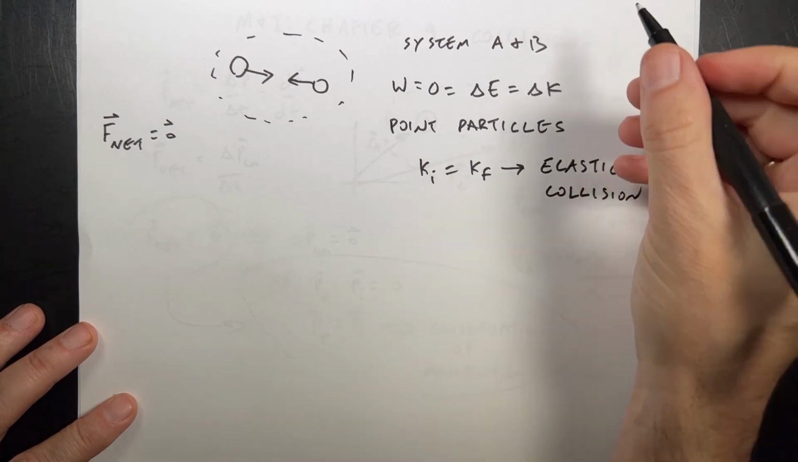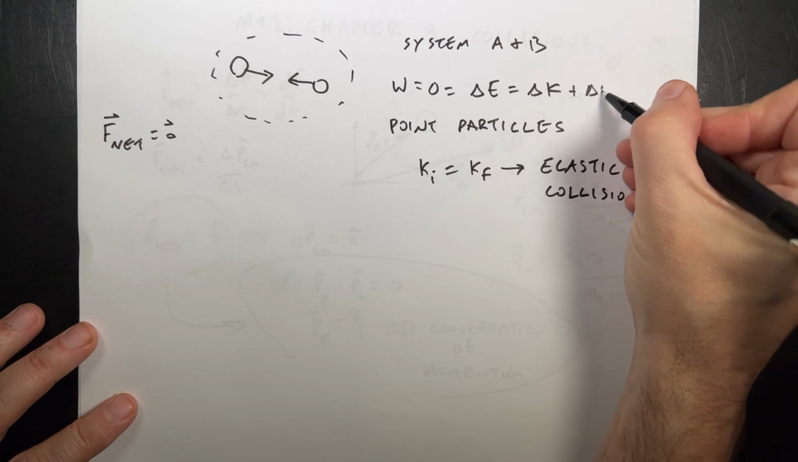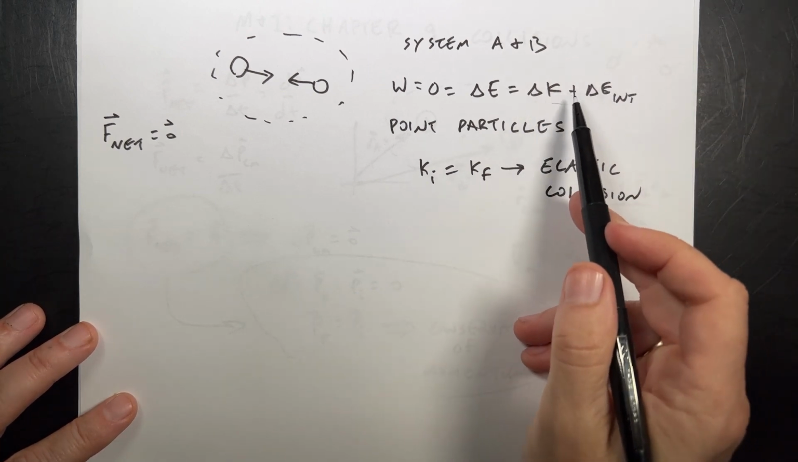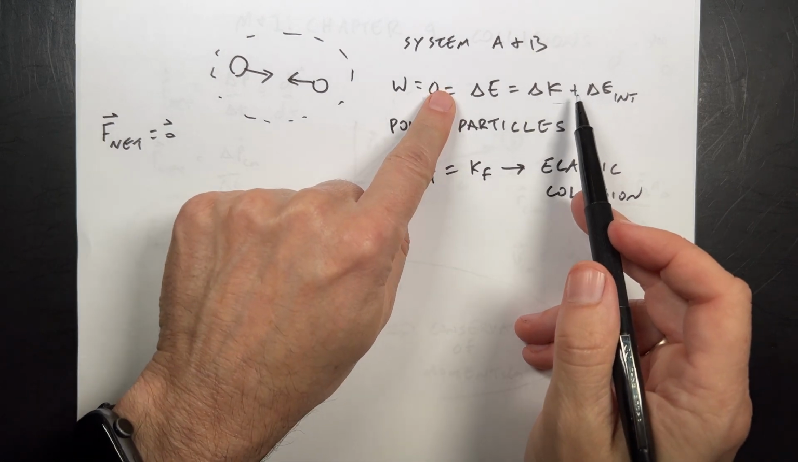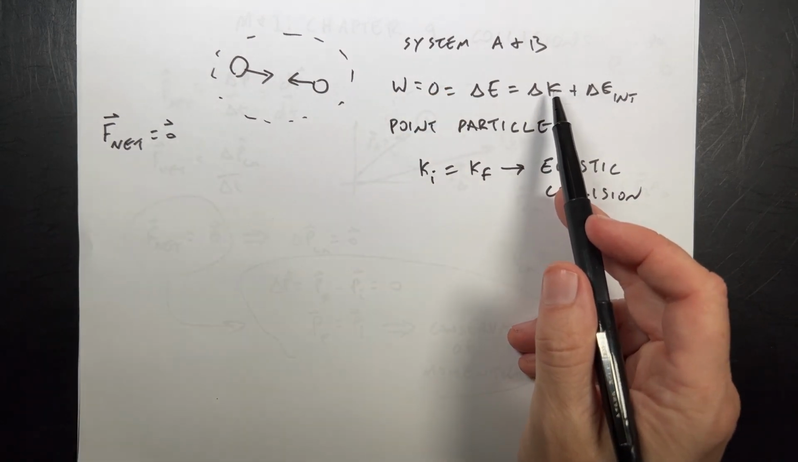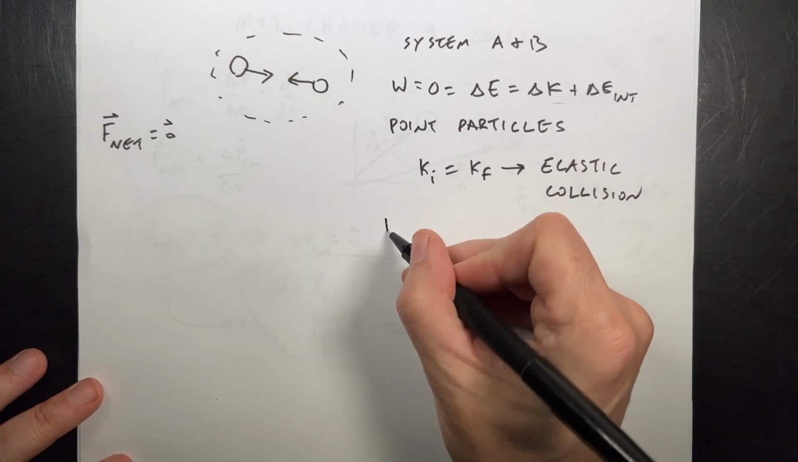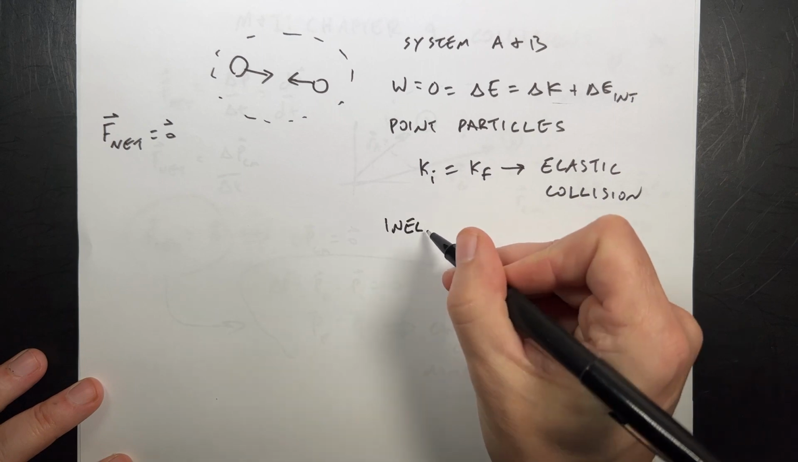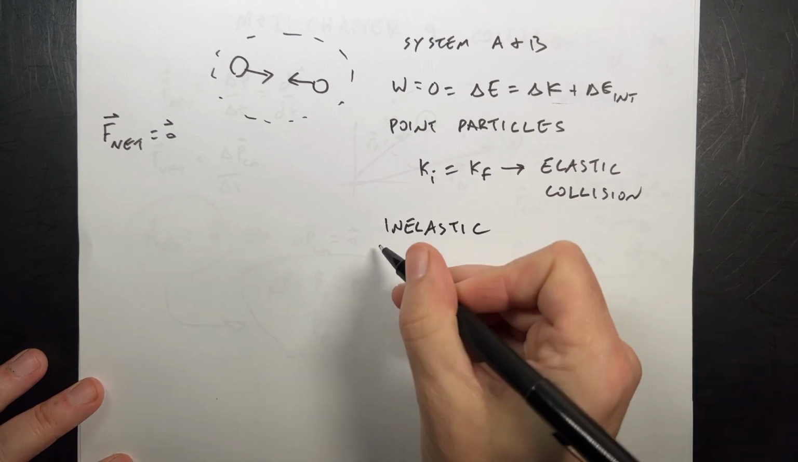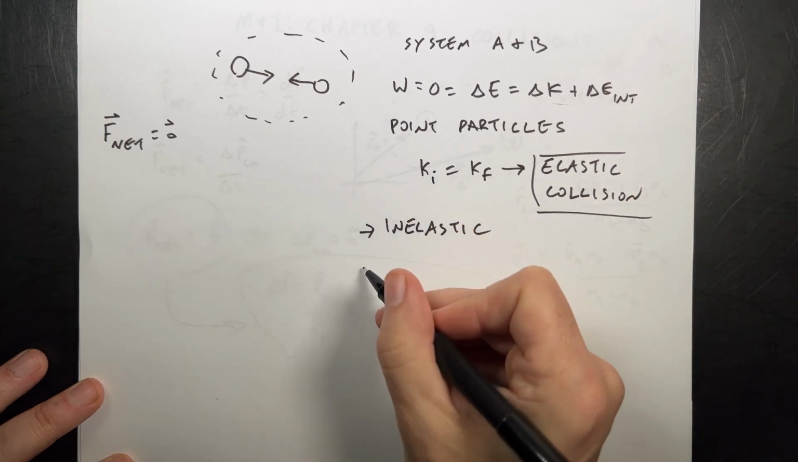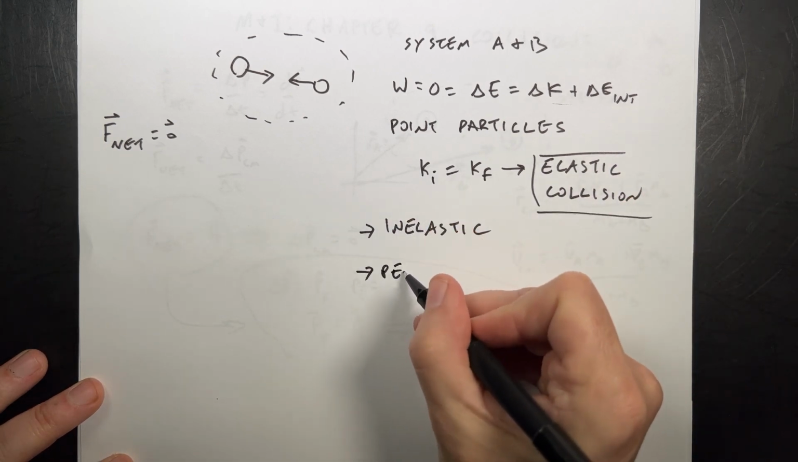Now, what if I have another term in here, some delta E internal? Then the sum of these has to be equal to 0 if there's no work done. But the change in kinetic energy doesn't have to be 0. So I can have a loss of kinetic energy, and that's what we call an inelastic collision. And then we have elastic, we have inelastic, and then we have perfectly inelastic.